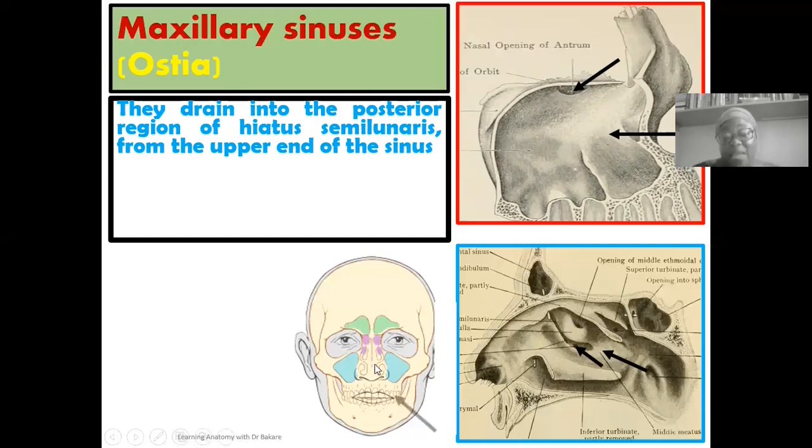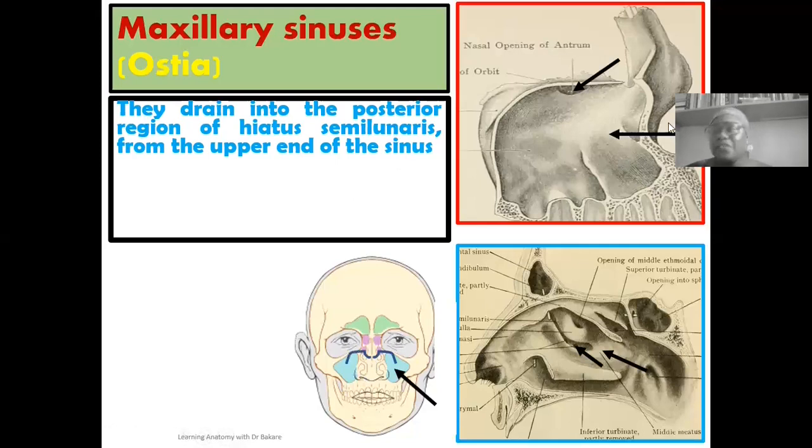And if you look at this image, this is where we have the maxillary sinus, of course, opening or draining into the hiatus semilunaris by the posterior part. They have the other side too being drained into the middle meatus, specifically at the posterior part of the hiatus semilunaris.